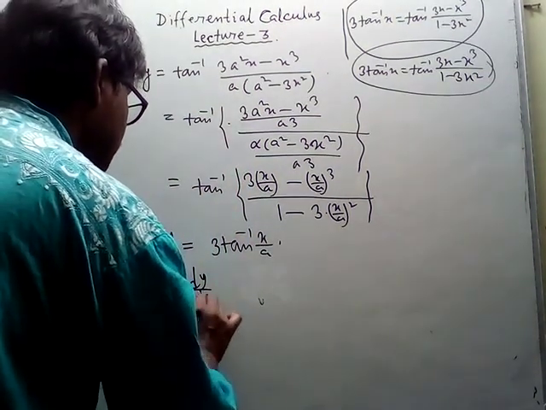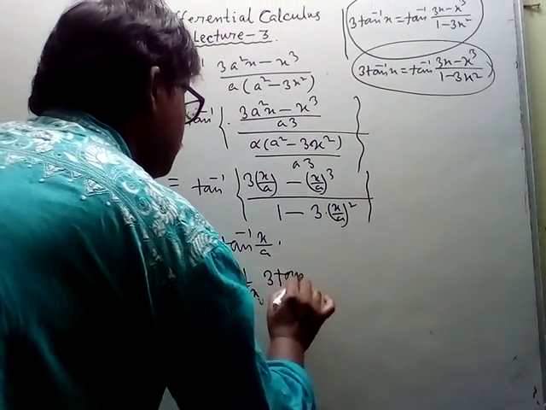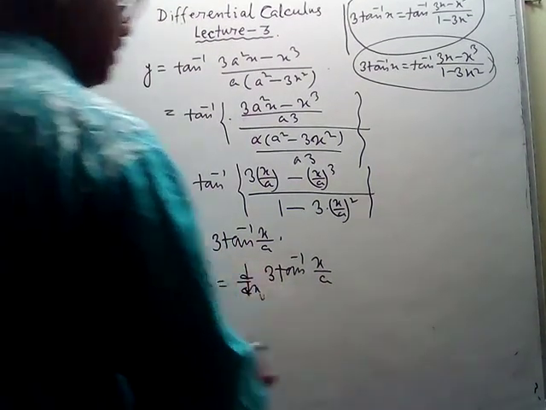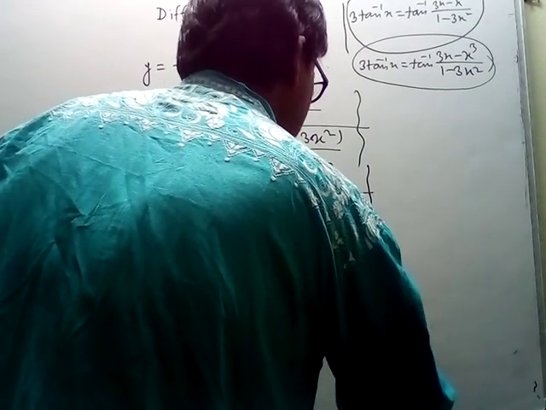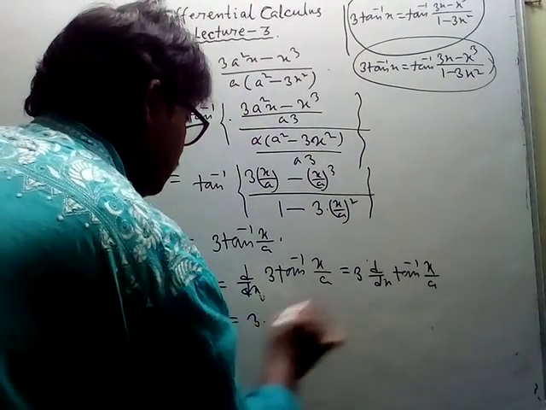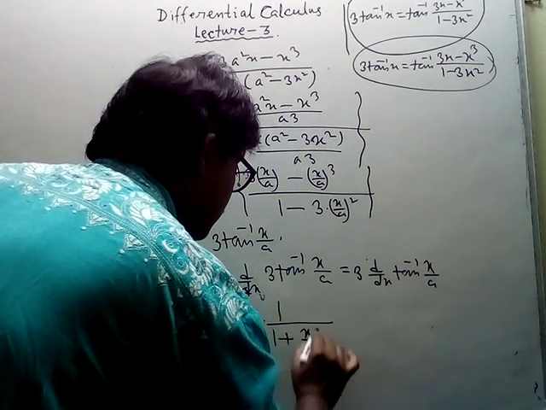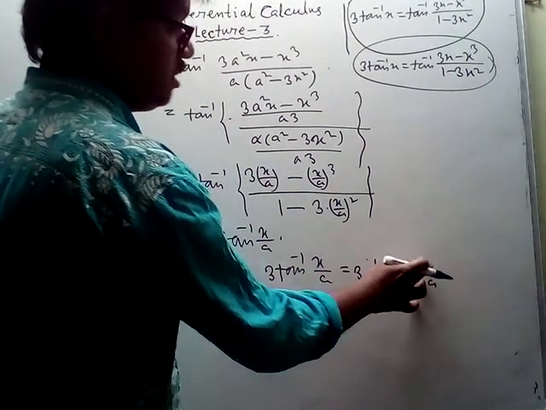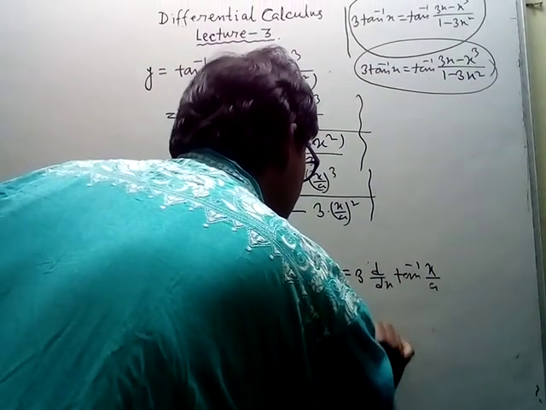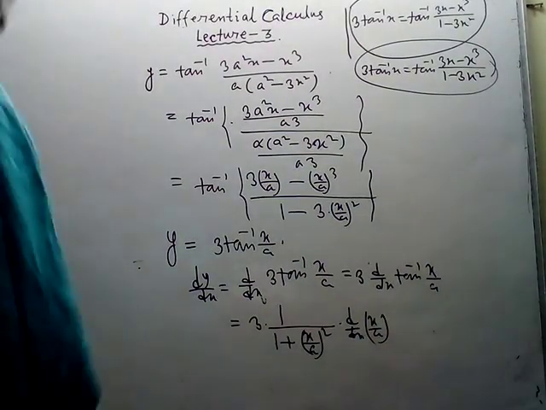So dy/dx is d/dx of 3 tan inverse x by a. 3 is constant, it will come outside: 3 d/dx of tan inverse x by a. The formula for tan inverse x is 1 by 1 plus x square, but this is not x, it is x by a, so we have to take the derivative of x by a also, into d/dx of x by a.